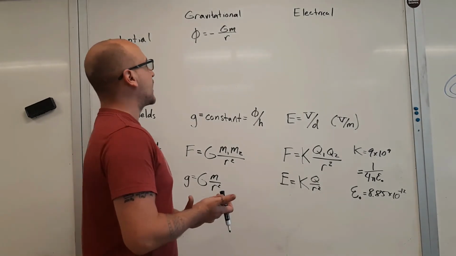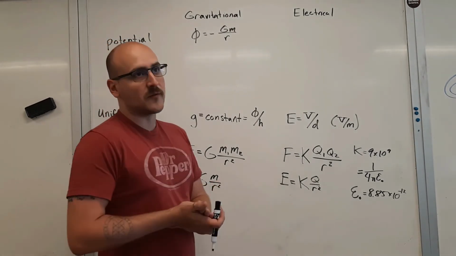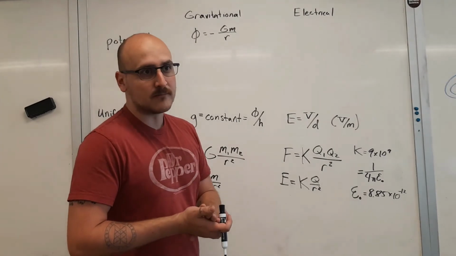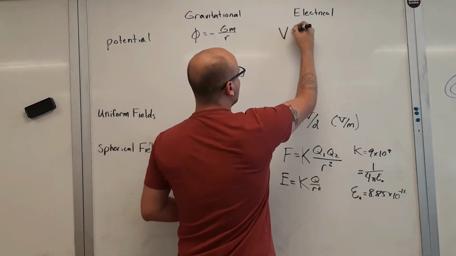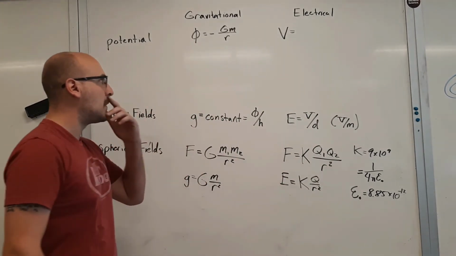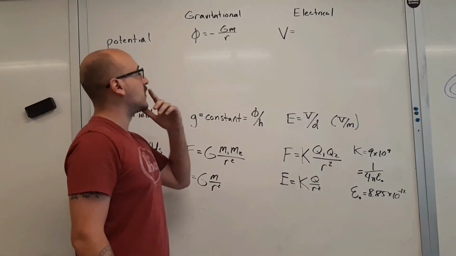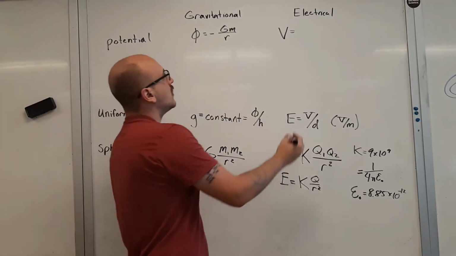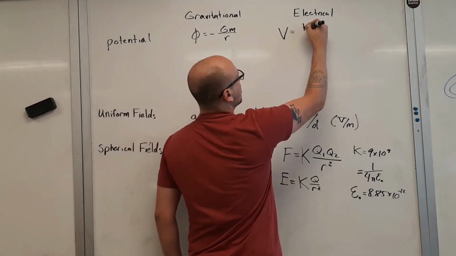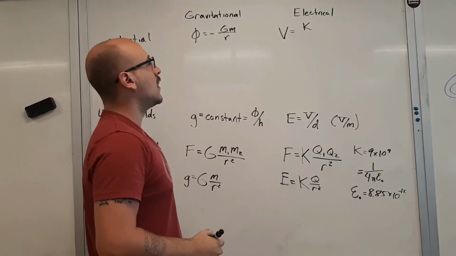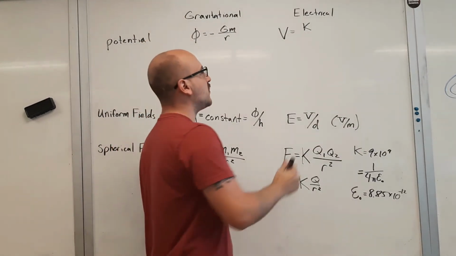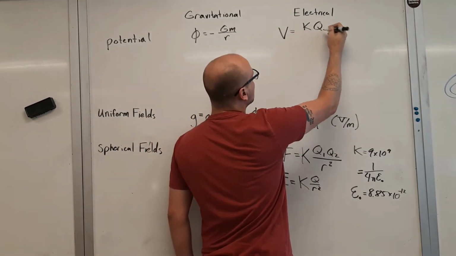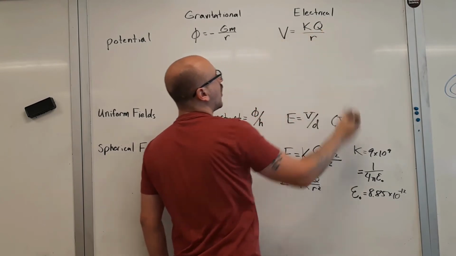When we're looking at electrical, we need a symbol for electrical potential. That's voltage. So V equals. Now looking at transferring stuff over, big G, just replace that with Coulomb's constant, big K. Our mass, electrical field, is not based on mass. It's based on charge. So KQ over R.